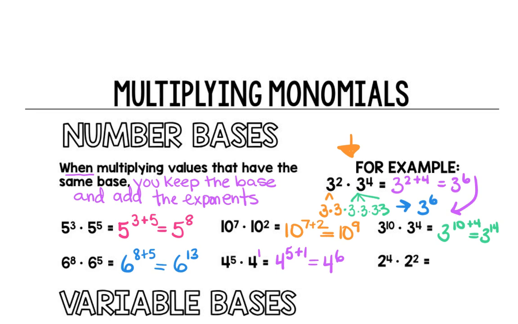4 to the 5th times 4, which is 4 to the 1st power, is 4 to the 5 plus 1 power, or 4 to the 6th power. 2 to the 4th power times 2 to the 2nd power is 2 to the 4 plus 2 power, or 2 to the 6th power.